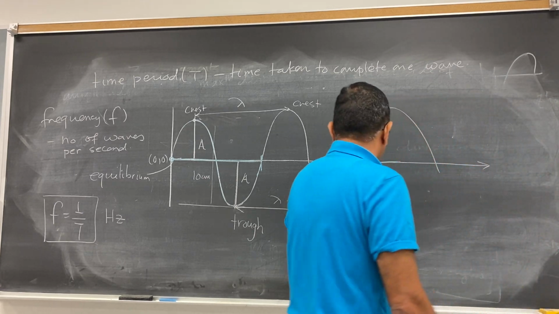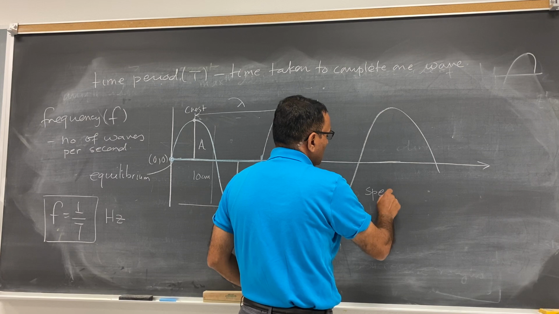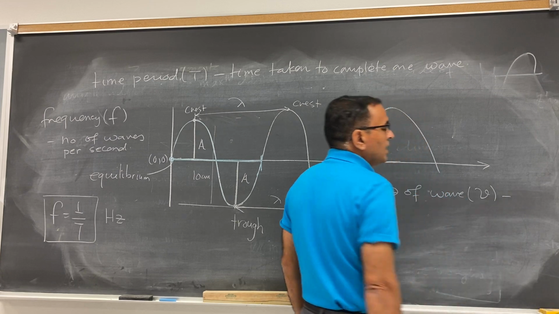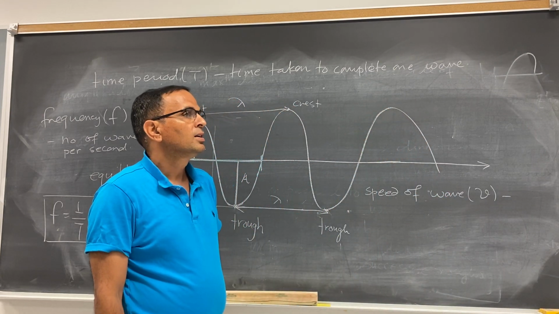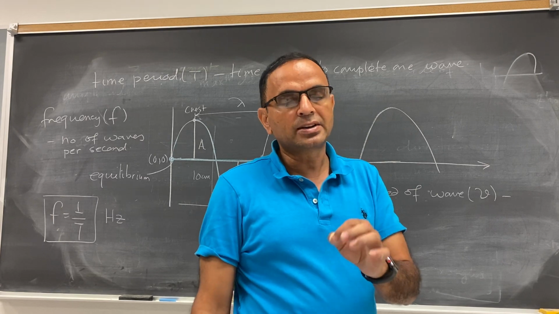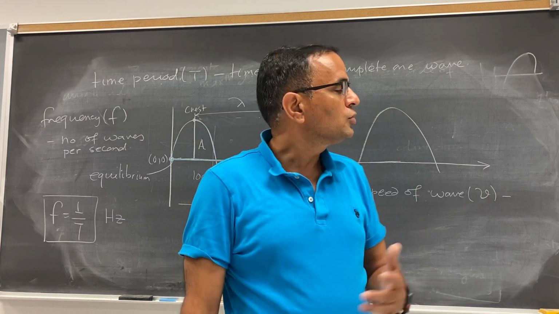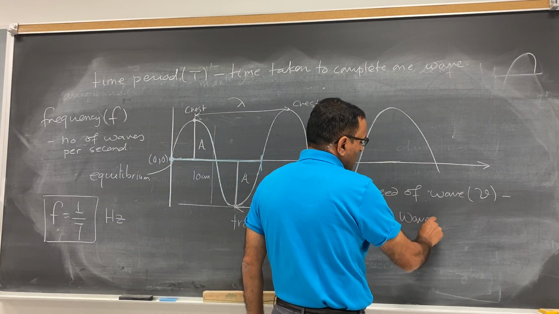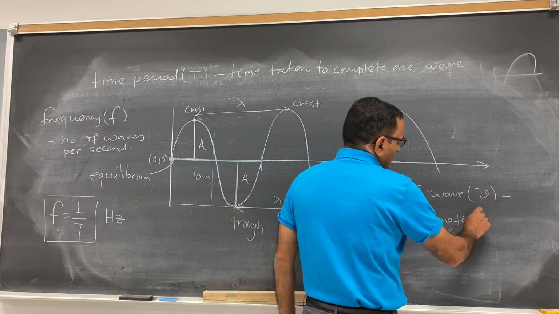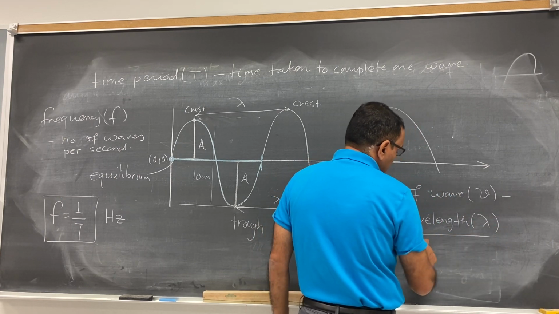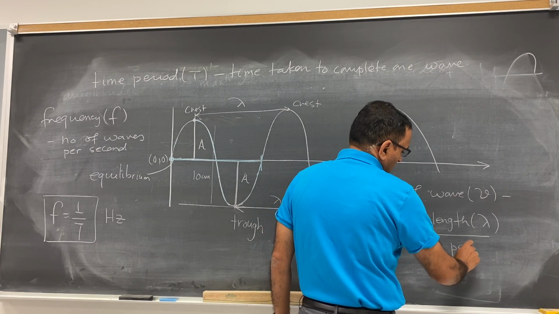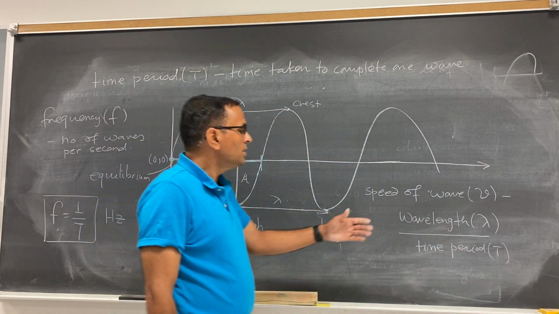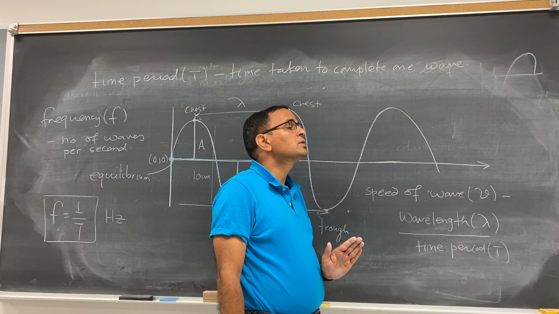And there is another term, speed of wave. It is simply denoted by v. Any idea what the speed of wave is? What is speed? The distance divided by time, the rate of change of distance, that is speed. So here we are talking about the wave. Simply, your speed of wave is wavelength lambda divided by time period. This is how we calculate the speed of the wave.